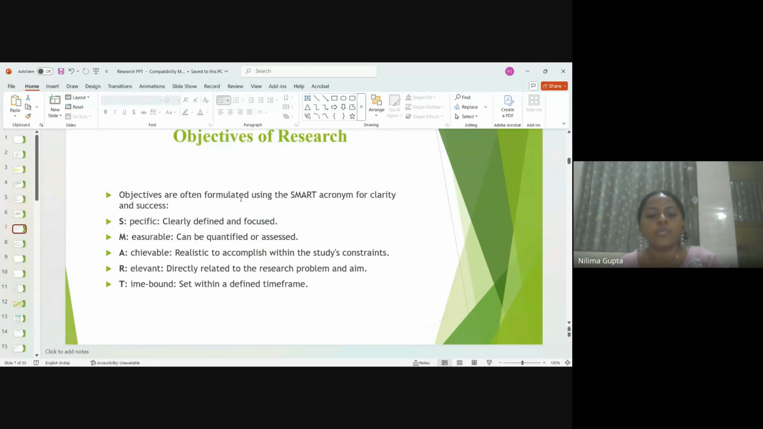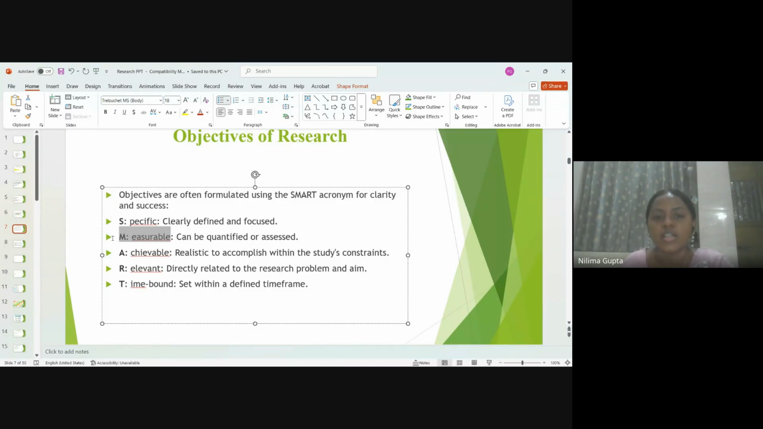Now there are certain objectives of research. Why do we conduct research? To be very specific, there must be clearly defined objectives. We want a specific result out of it, and research is always, very importantly, measurable. Research has to be measurable. We mostly do research that can be measured, in terms of quantity, and it has to be achievable. It has to be realistic. Whenever we do a research, if it is not realistic, it cannot be concluded as research.